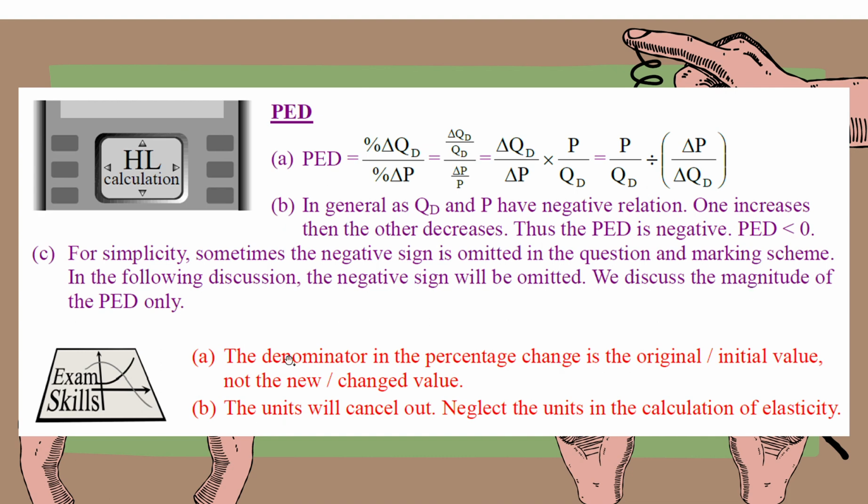The denominator in the calculation, be careful, is the original value, not the changed value, not the new value. You learn it in mathematics, but now we have to apply it in economics again. And the units cancel out in the calculation.